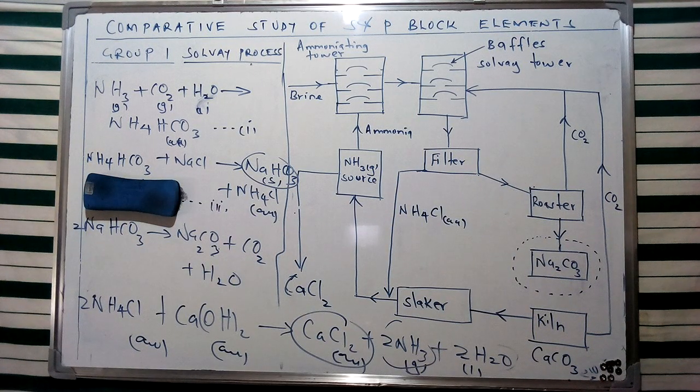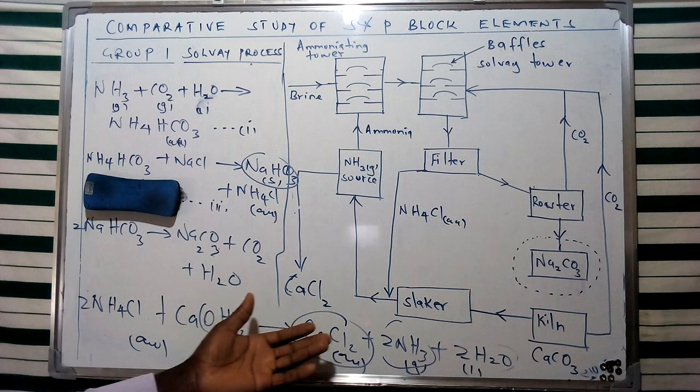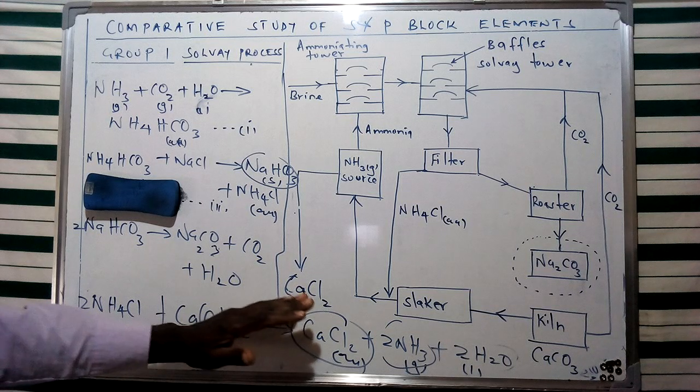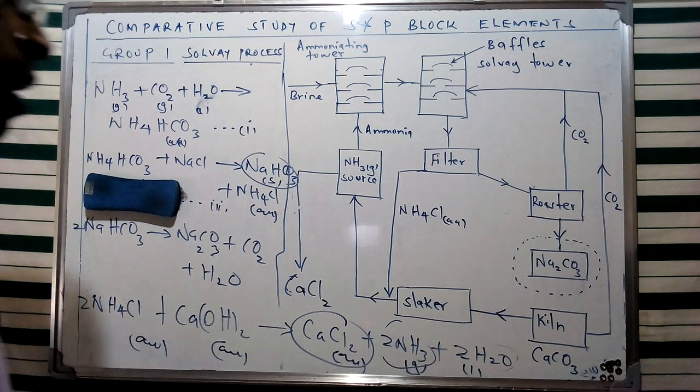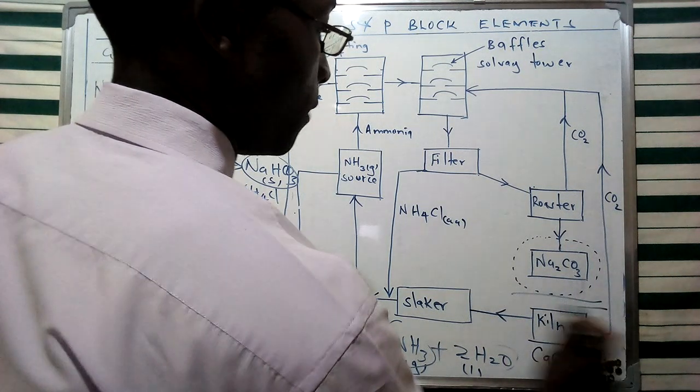So in this case, we're going to see that this process is efficient, and that calcium chloride is one of the main components given out as a byproduct, and then we shall have the product of sodium carbonate given as such.